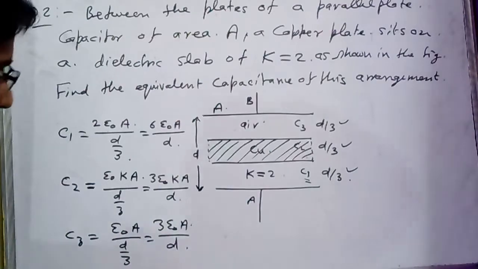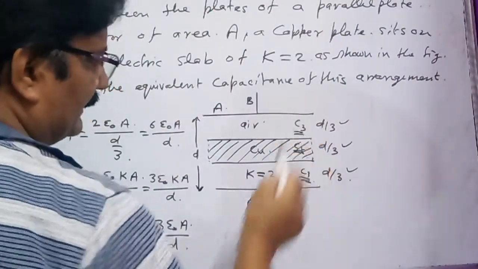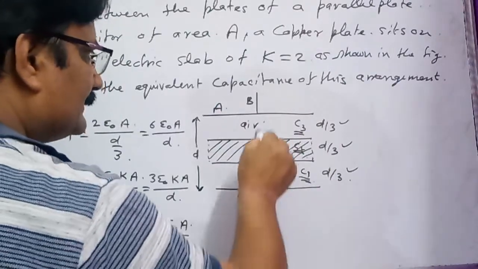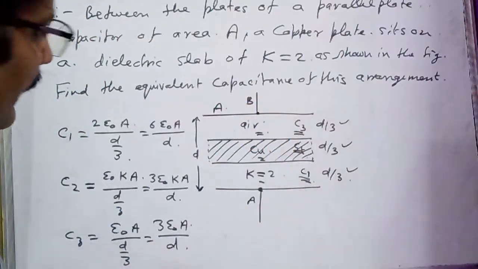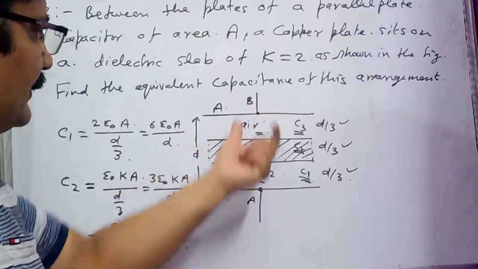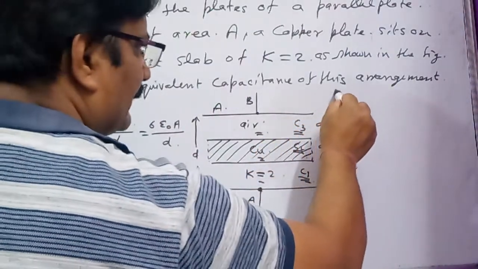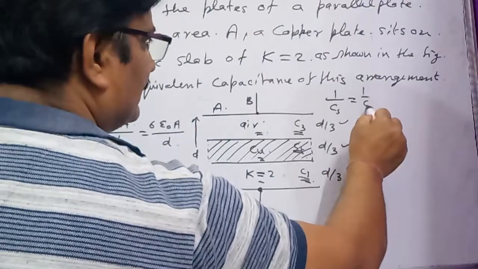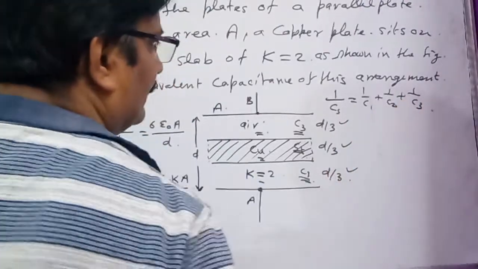You can see capacitor C1, capacitor C2 and capacitor C3. All 3 capacitors are in series between points A and B. So in this question, actually we have to find the equivalent capacitance of the series combination of these 3 capacitors. So the formula for equivalent capacitance in series combination, you know, 1 by Cs is equal to 1 by C1 plus 1 by C2 plus 1 by C3.